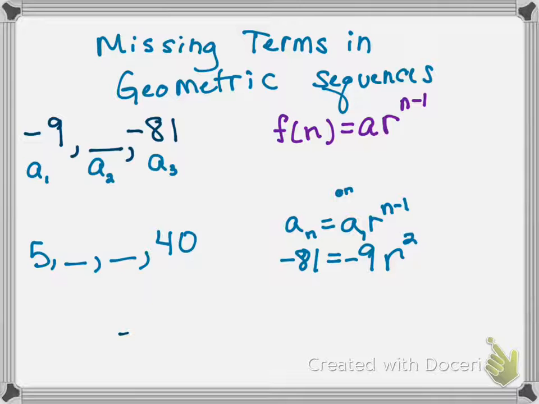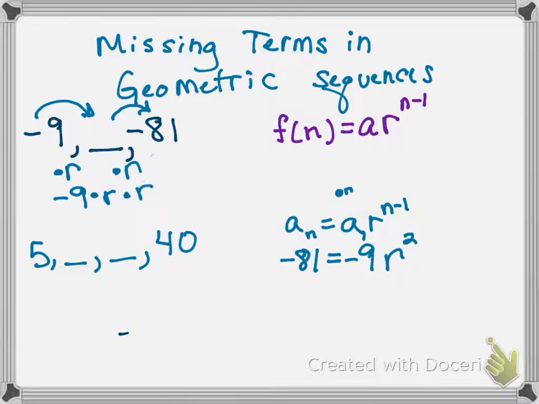Now, if that doesn't make any sense to you, let's look at it this way. Every time I see a comma, I'm multiplying by my ratio. So here, I would times by my ratio to get from -9 to that blank. And to get from that blank to -81, I'm timesing by my ratio again. So I could say -9 times r times r equals -81.